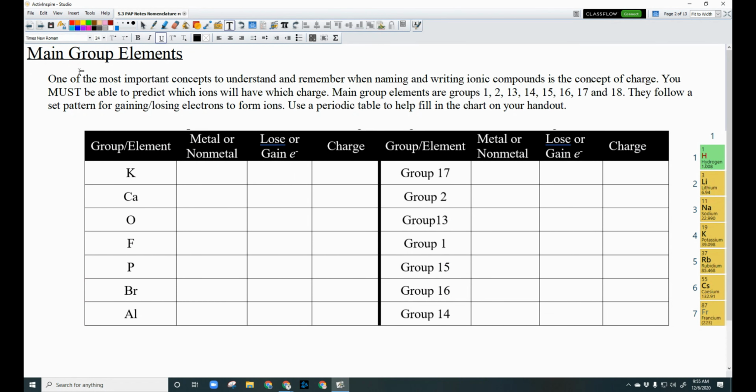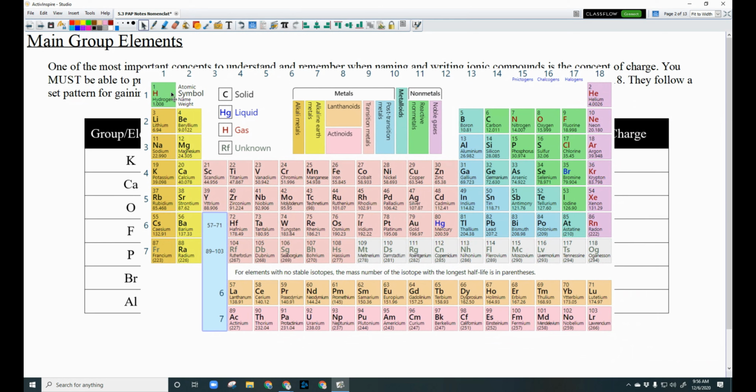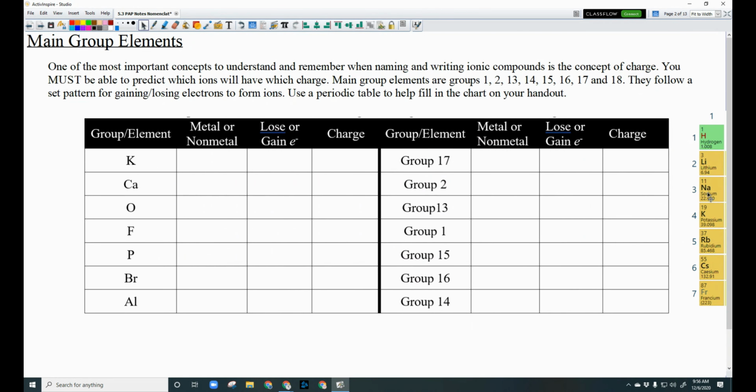All right, starting off, let's talk about main group elements. And I've mentioned this before. So let me pull over my periodic table here. Main group elements are going to be groups 1 and 2. So it's these two first columns, and then groups 13 through 18. Okay, so 1, 2, 13 through 18. So not the transition metals. We're going to leave those out for a minute. So we're going to talk about main group elements.